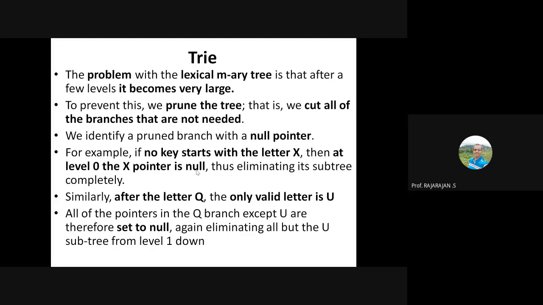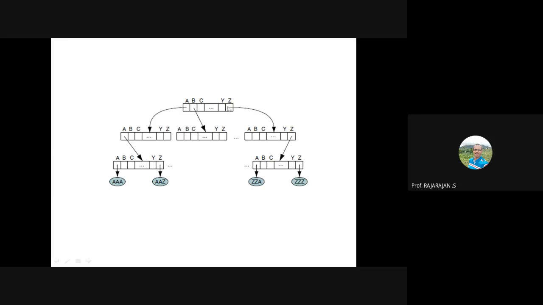I'll show you that tree. So we identify a pruned branch with a null pointer. For example, if no key starts with the letter X, then at level 0, the X pointer is null. Here, even if you don't have any combination for Y, you will still have the link to Y, because this is built as a common template. So whether you have actual elements or not, all the links will be there in the tree.